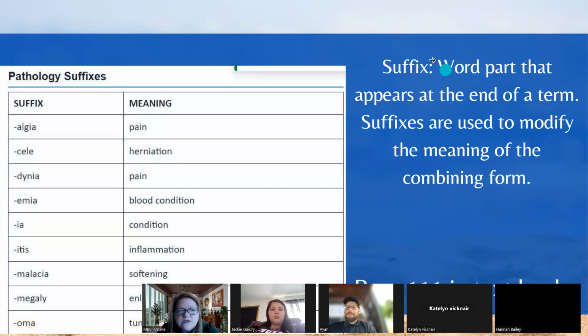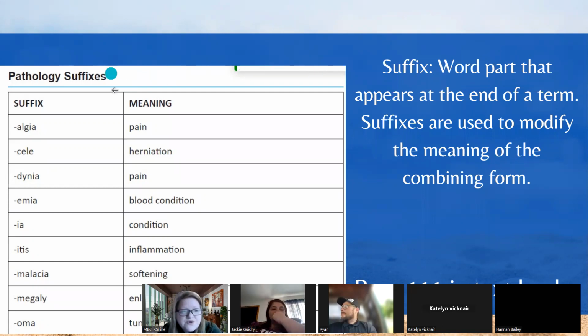All right, so some common suffixes, word parts that appear at the end of a term. Suffixes are used to modify the meaning of the combining form. And when they talk about a combining form, all that is basically is a root word. It's what's in the middle. And sometimes you don't have a middle. There's some real short words where you throw a prefix and a suffix together and you get something else.